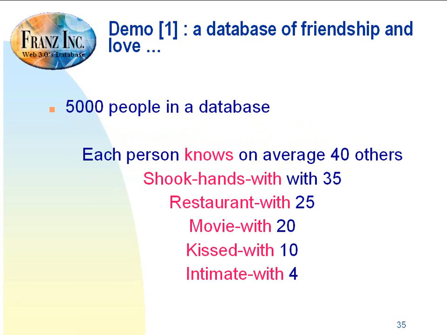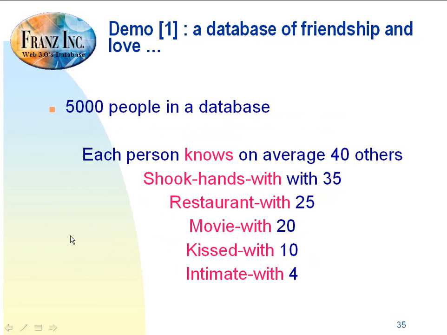So let me start with the demos. The first demo I do is a kind of a funny demo. It's a database of friendship and love. So I have created a database with 5,000 people, where each person knows on average 40 other people. Then of that you have a sub-selection that you shook hands with, roughly 35, and then a sub-selection of that you went to a restaurant with, and then a sub-selection of that you went to the movie with, and then a much smaller number you kissed with, and a very small number you were intimate with. Yeah, so you can imagine what kind of graph you get. And let me start now going to do this particular demo.